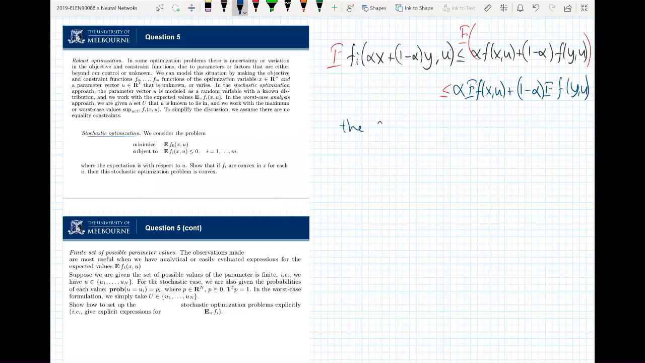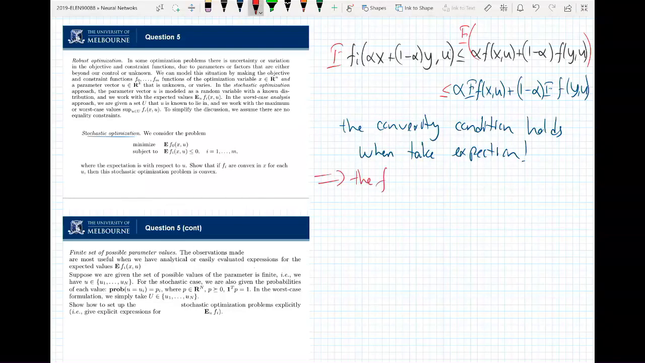So the convexity condition holds when I take the expectation. Therefore, the formulation, the optimization problem, is convex. So that's this one. When I take the expectation, nothing changes, everything remains convex. That's still a convex optimization problem.